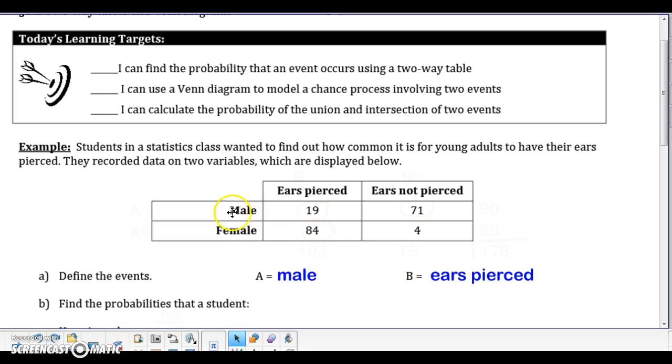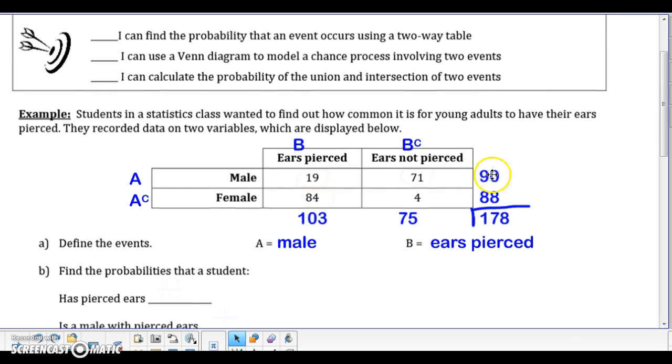If A represents male, then female is going to be not A, or the complement of A. Similarly, if B represents having their ears pierced, B complement, not B, is going to be their ears are not pierced. The last thing is, it's going to be a lot easier to find probabilities if I go ahead and find the row and column totals. So let's do that. There are a total of 90 male students, 88 female students, 103 students with their ears pierced, and 75 students without their ears pierced, for a total of 178 students.